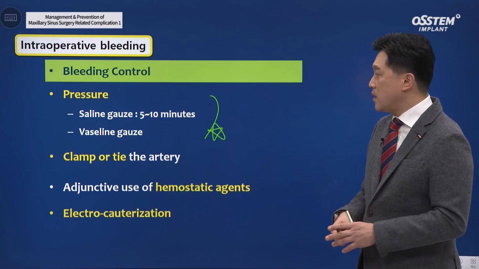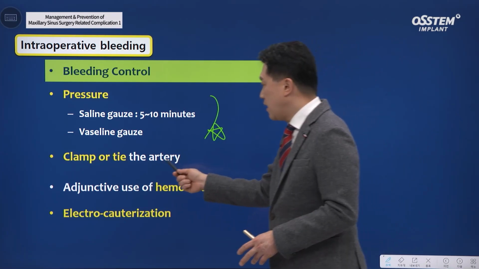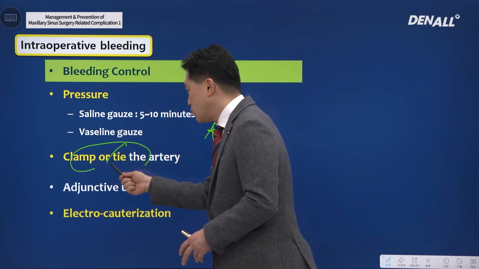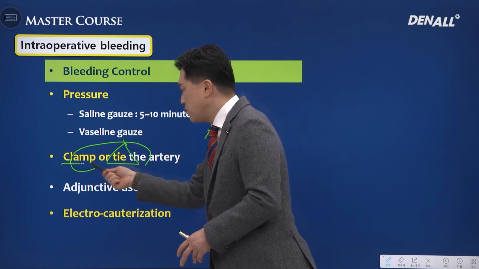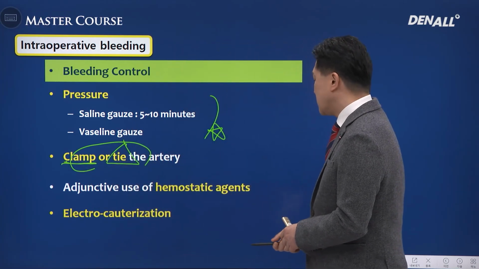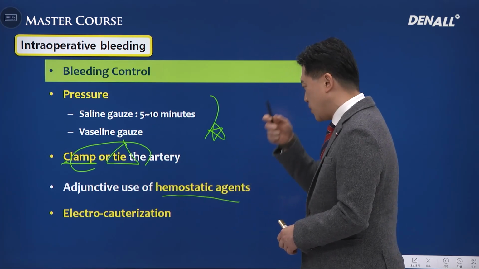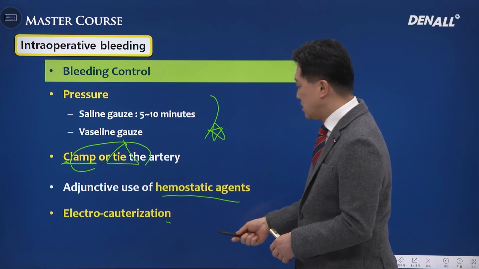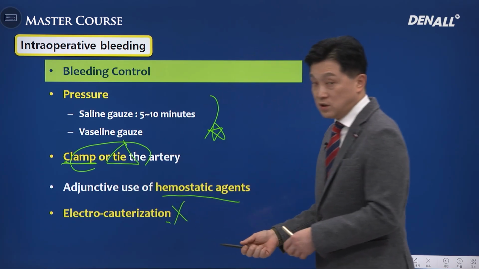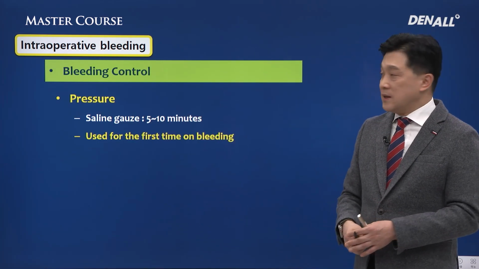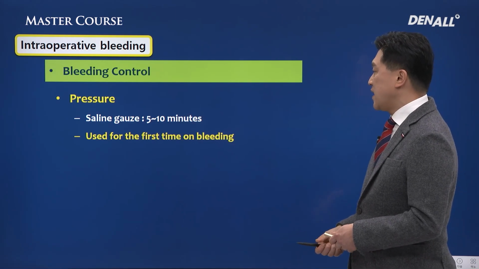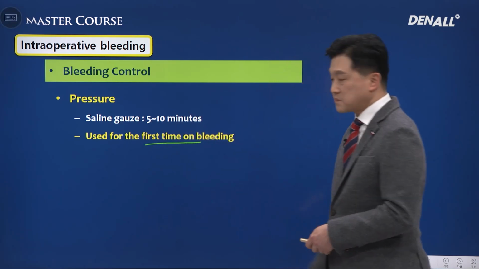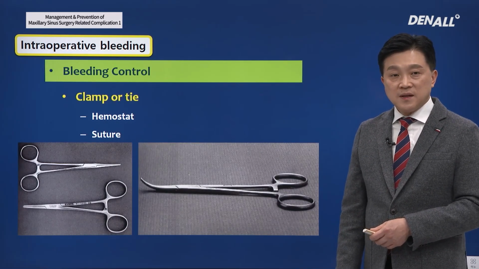You can use a clamp or tie if the artery is fully intrabony. Practically speaking, I think we may not be able to use a tie, and it's better to use a clamp. You can also use a hemostatic agent and electrocauterization. Personally speaking, I do not recommend electrocauterization. Pressure is used most frequently once bleeding occurs. The primary method we can apply is to apply pressure.